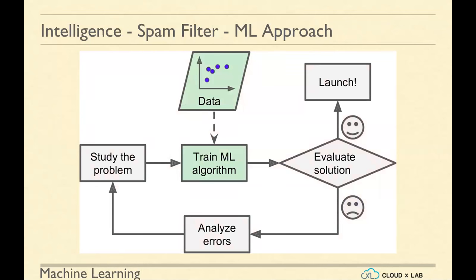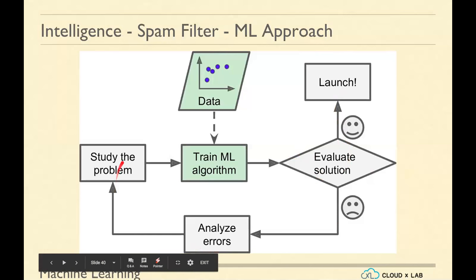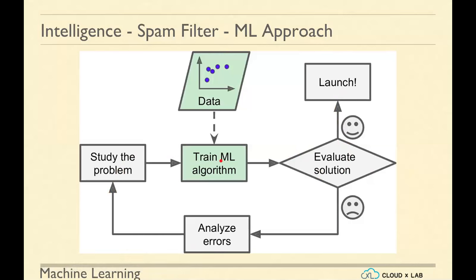Now, in the case of the machine learning approach, we study the problem, then we train a machine learning algorithm using the historical data, then we evaluate the solution that we have just built. We basically test this algorithm on some data that it has not seen. Then, if the performance is acceptable, if it's giving us a good 90% accuracy, we just launch it. Otherwise, if it's not giving good accuracy, meaning it's not able to identify the spam emails properly, then we go back, analyze the problem, and train the ML algorithm. That's the machine learning approach to solving the spam filter problem, right?